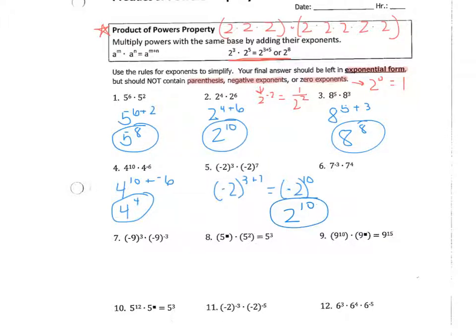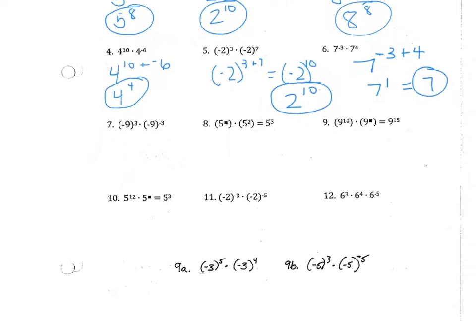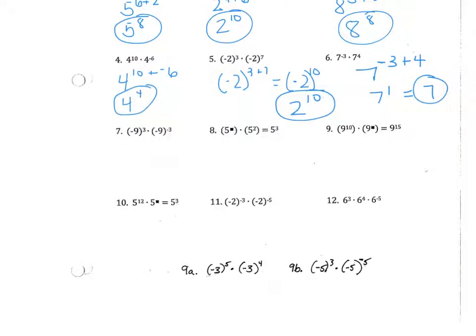Okay, next one, 6. 7 to the negative 3rd plus 4. Negative 3 plus 4 we know is 1, so 7 to the first power, or just 7, because any number to the first power is just that number. Okay, let's keep going here.